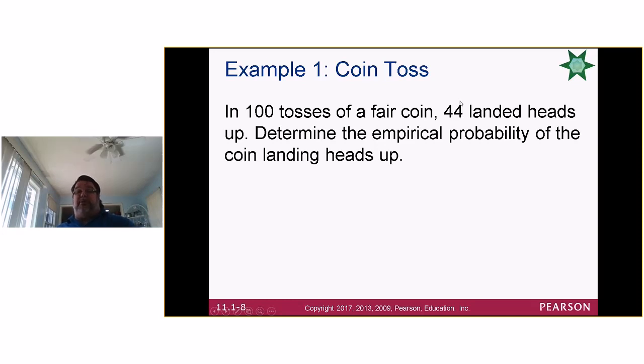Now, the probability of a coin landing on heads, or tails, whatever they're asking, heads. The theoretical probability is 0.5 because there's only 2 sides of a coin. So this would come up 0.44, and what they're getting at is 0.44 is not equal to 0.5. And then they're going to talk about the law of large numbers.